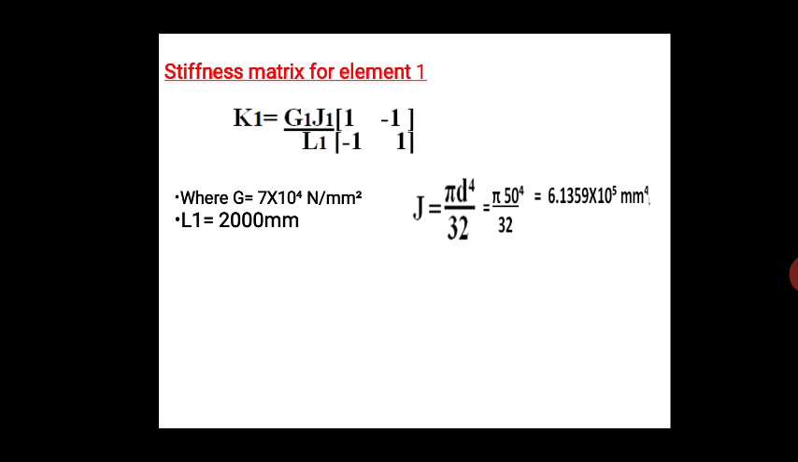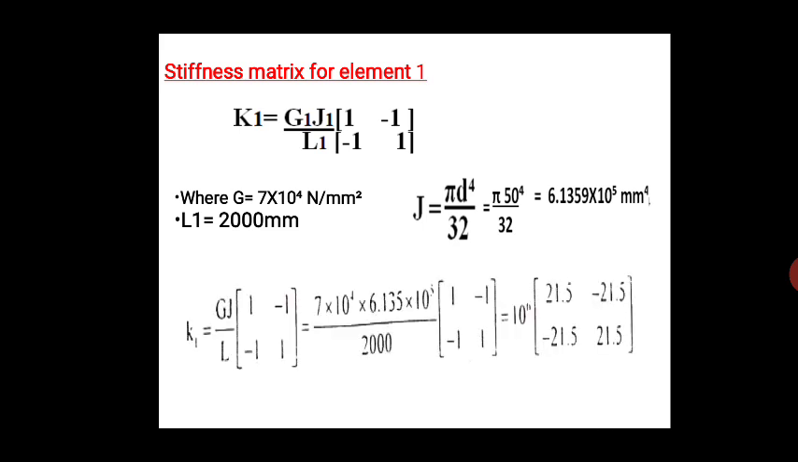Now substituting these values in the element stiffness matrix equation, we have K1 is equal to 7 into 10 raised 4 into 6.135 into 10 raised 5 divided by the length as 2000 into 1 minus 1 minus 1 and 1, and that we can reduce. We will retain the power outside, that is 10 raised 6 into the matrix of 21.5 minus 21.5 minus 21.5 and 21.5.